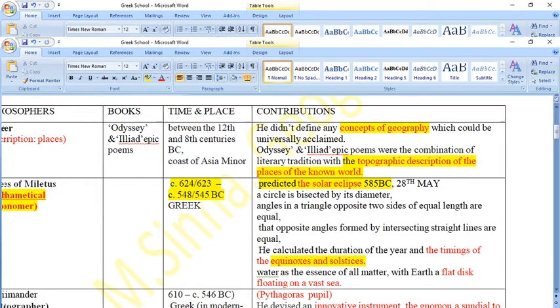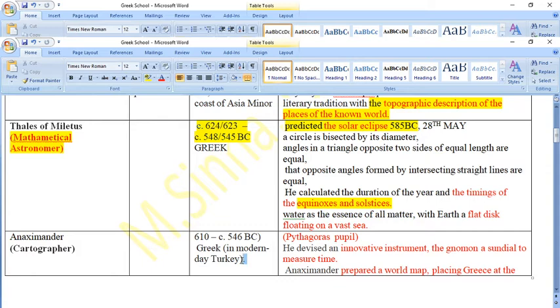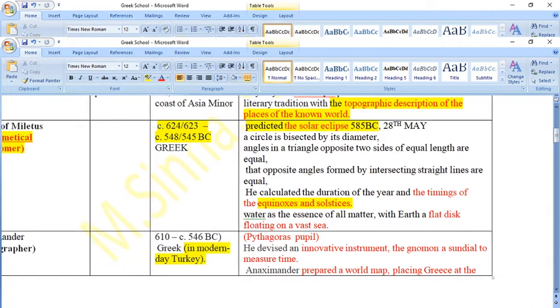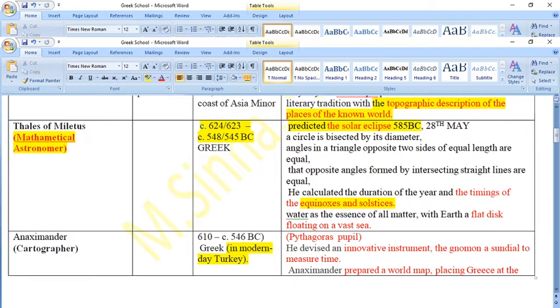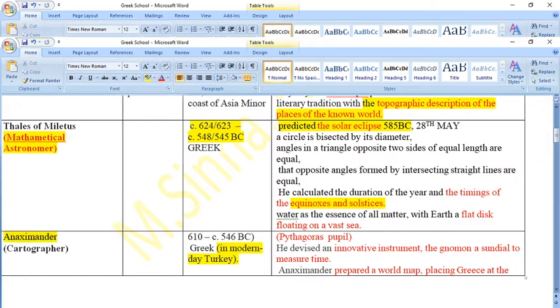Next, the third one is Anaximander. Anaximander was a cartographer and mathematical geographer, and he was a person of Turkey. In modern-day terms, his motherland is Turkey. Here I would like to mention that Anaximander was a friend of Pythagoras, and he followed the principles of Pythagoras.